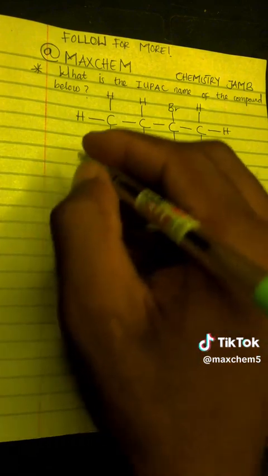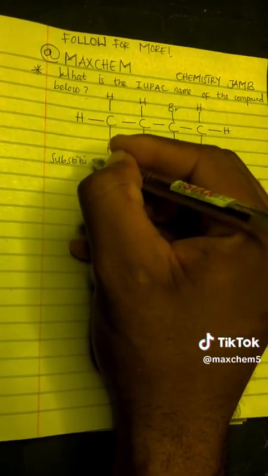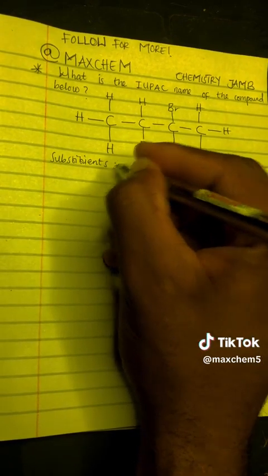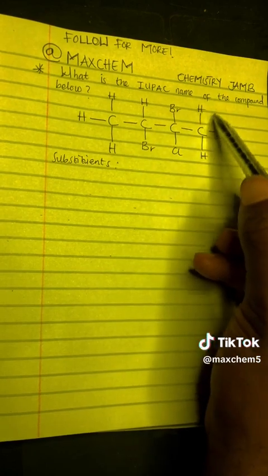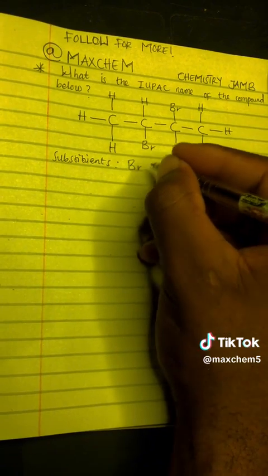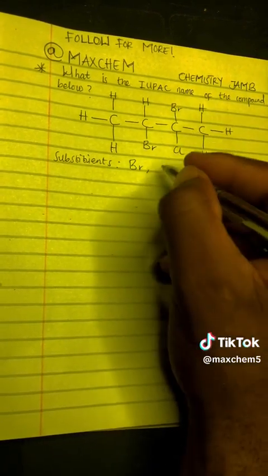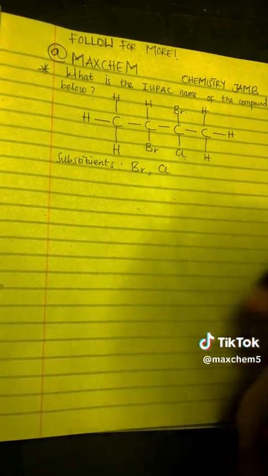So now the next step is to look out for the substituents. The substituents are just like attachments to the carbon atom that are not hydrogen. So you can see in this one we have two bromine atoms and chlorine. You can see this and this and this. So those are the only substituents.